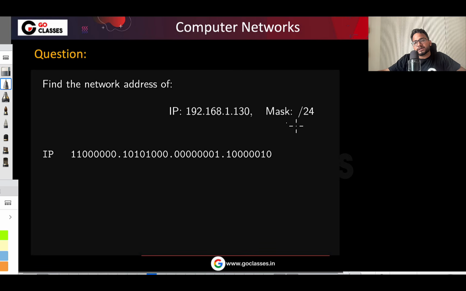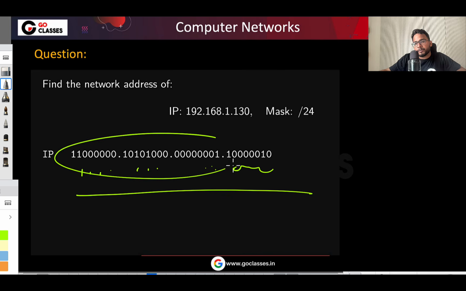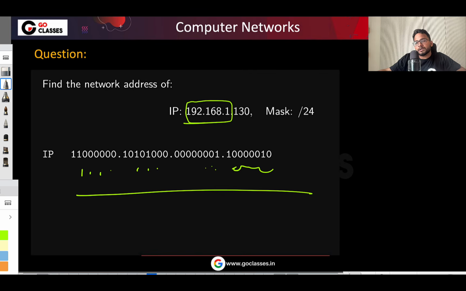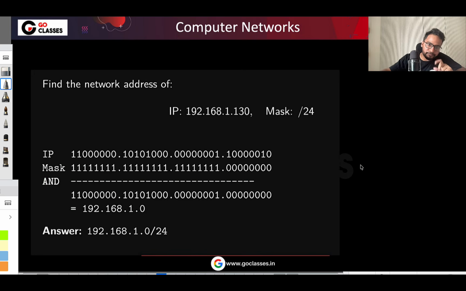Now let's find the network address of this. This is the IP address, and for the sake of not making you convert to binary, I have already represented it in binary. Then you write 24 ones, all ones here, here and here, then all zeros here. If you take the AND operation, it will be copied as it is, and the rest will be zeros. So 192.168.1.0 is the first address or the network address.